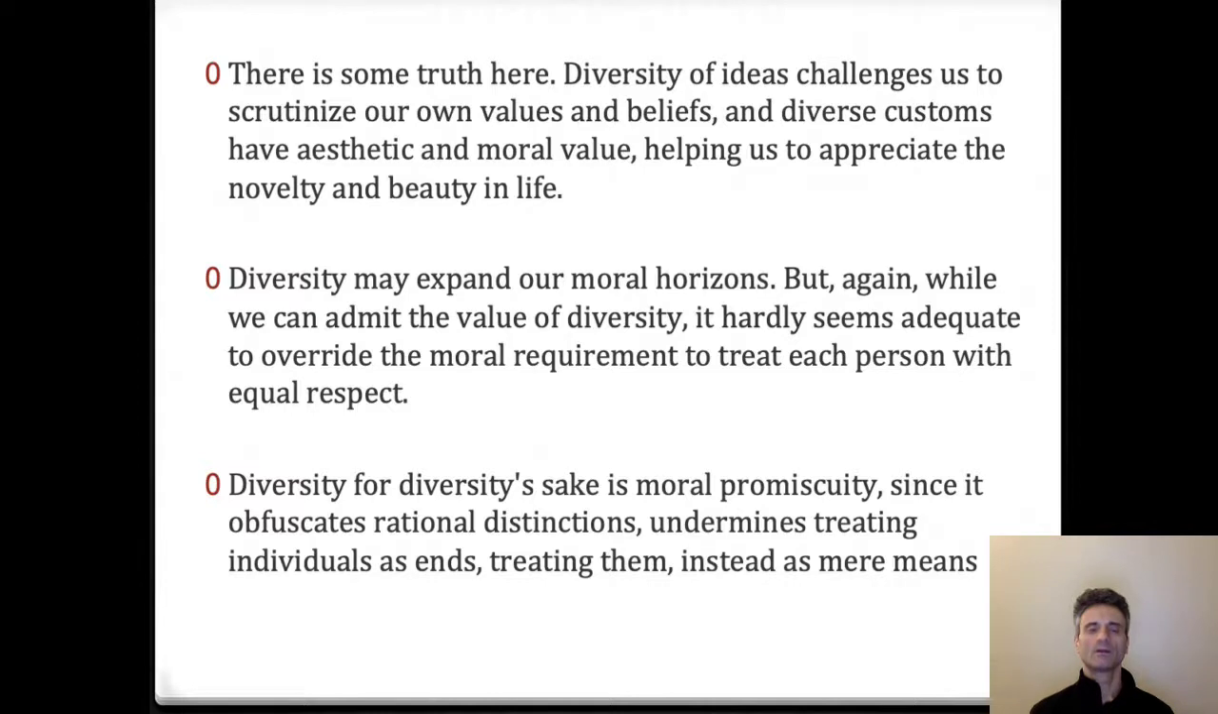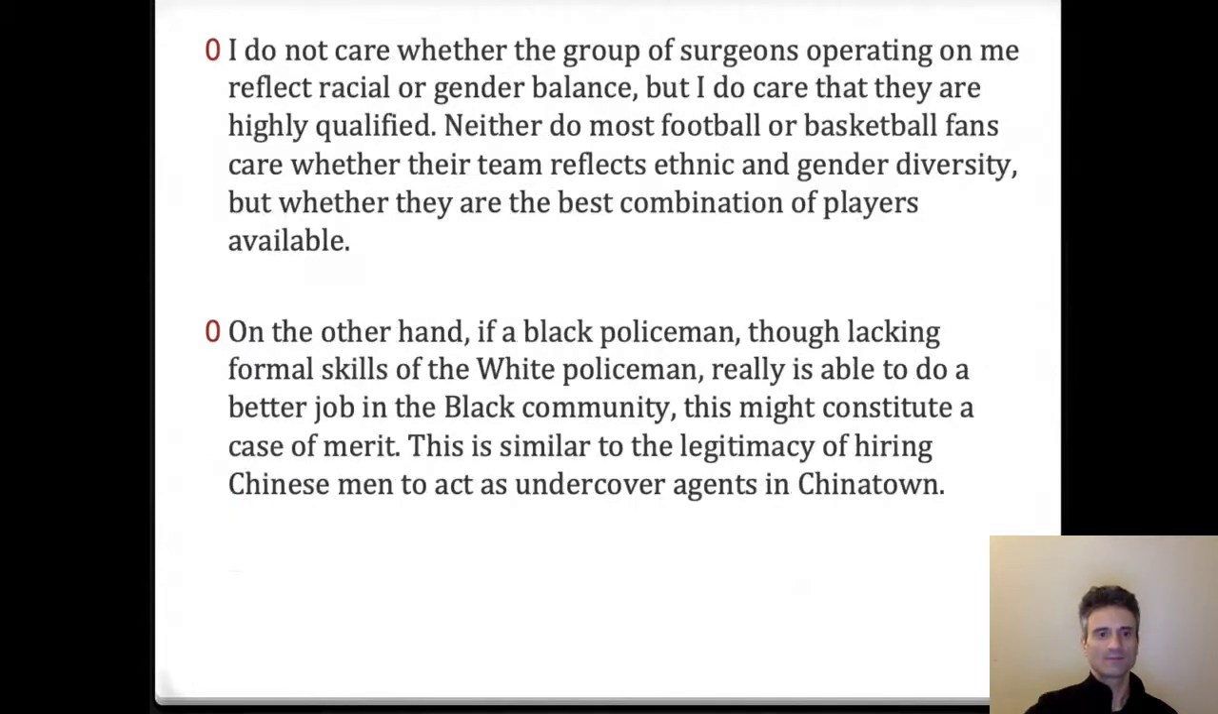However, you want diversity to expand moral horizons, but to have diversity just to have diversity, it's plain wrong. It is just unfair that you hire just for diversity's sake.